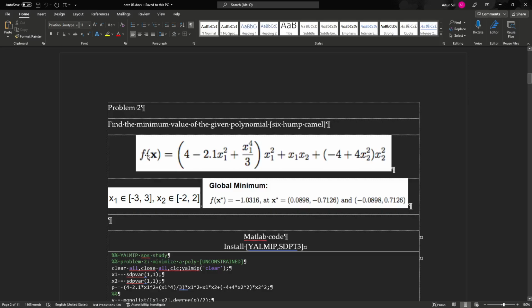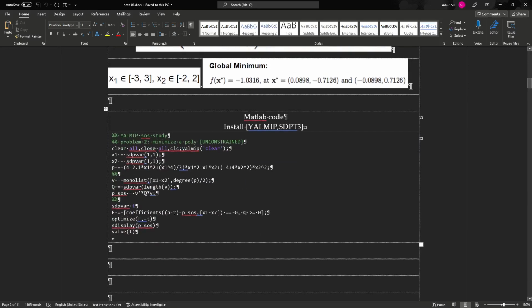Okay, and it kind of looks like that. All right, and the answer to that question is minus 1.0316. Okay, and let's try again. Here are the Matlab codes.